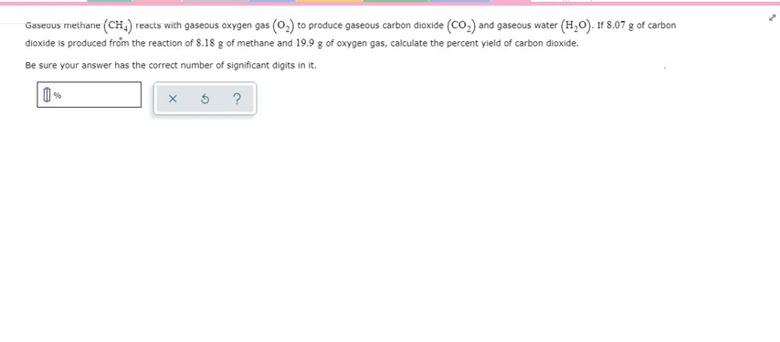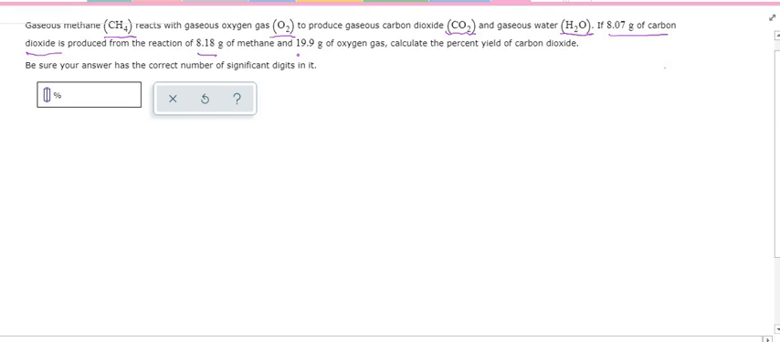Okay, I got this problem from Alex here, and it says gaseous methane reacts with oxygen O2 to produce CO2 and water, typical combustion reaction. And it tells us that if 8.07 grams of carbon dioxide is produced, that's how much we actually got from this reaction in the lab, from reacting 8.81 grams of methane and 19.9 grams of oxygen. Let's calculate the percent yield of carbon dioxide.